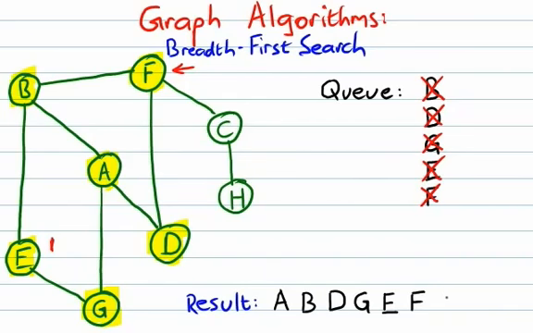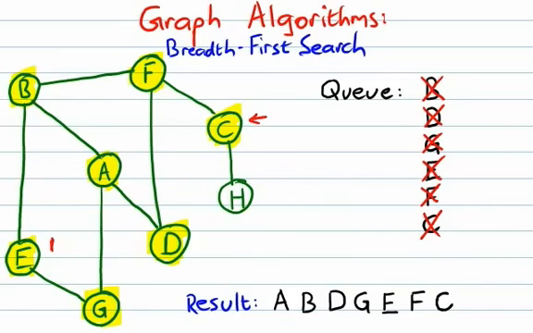So we visit C, mark it as visited, and add it to the queue. Nowhere else to go from F, so we're done with F. Now back to the queue to decide where to go next. Tells us to go to C.